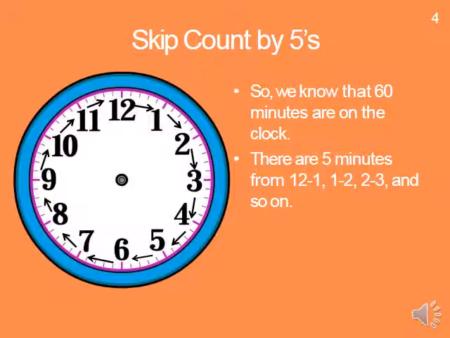And also, we can skip count by fives. If we skip count by fives, we know that 60 minutes are on the clock. There are 5 minutes from 12 to 1, 1 to 2, 2 to 3, and so on. So the total is 60 minutes if we skip count by 5.